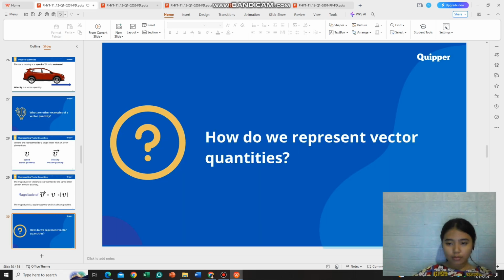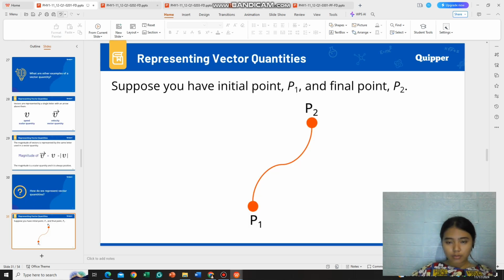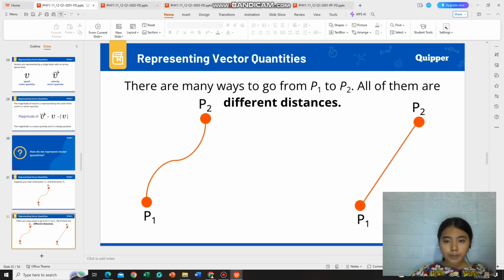Next slide: how do we represent vector quantities? Suppose you have an initial point P sub 1 and a final point P sub 2. The path is curved. Then another figure represents a different distance from P1 to P2 that is shorter, not curved, like a shortcut.